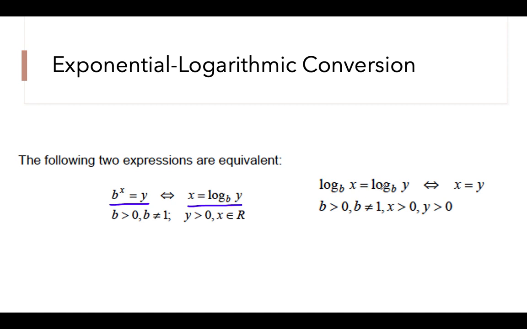And another way to represent the logarithmic equivalent is when you're given the same base of log b for both sides, then you can equate x and y together. Keep in mind, again, the base has to be greater than 0 and it cannot be 1, and x and y have to be greater than 0.